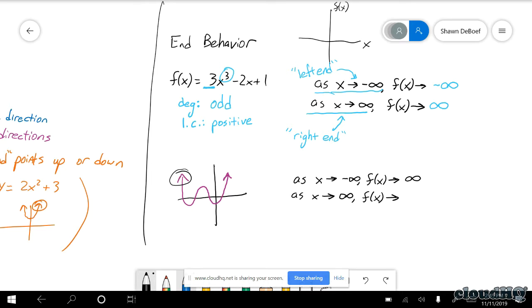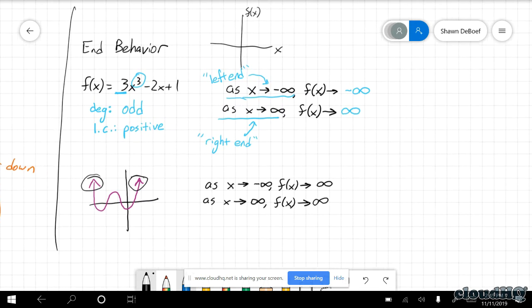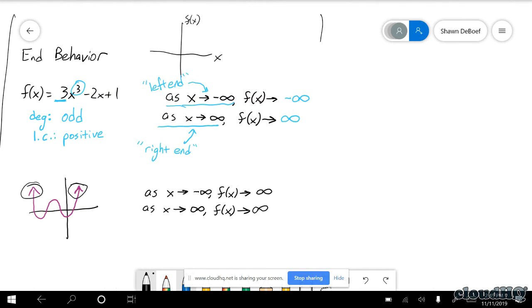And then look at the right end. The right end is also pointing up towards positive infinity. So its degree was even. So that's how we deal with end behavior. The last thing that you're going to be asked about in this section is zeros. And specifically, how many zeros does the graph have?